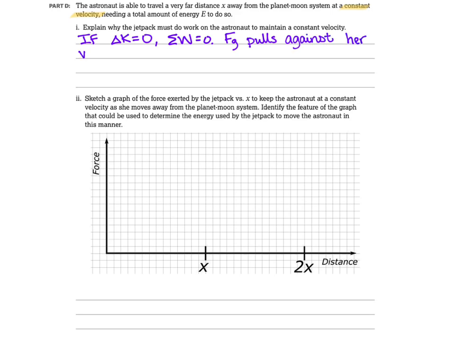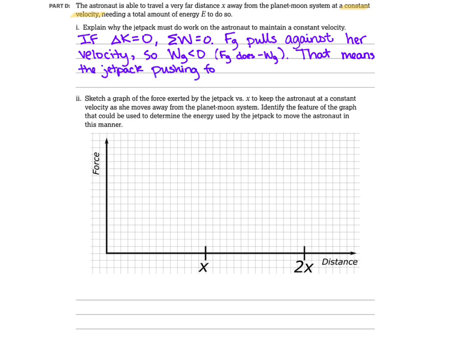Like I said, this segued very nicely into the next part. So we can invoke the work-kinetic energy theorem. If we're stipulating that she's going to travel at a constant velocity, that means her kinetic energy is not going to change. And if her kinetic energy is not going to change, the total amount of work done on her by all of the forces acting on her must be zero.